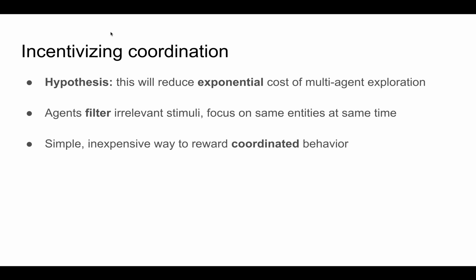The hypothesis is that agents can learn to filter out most of the environment and only act on the relevant objects. So even though they learn and act independently, because of this bias, they don't need to explore the entire exponential action space independently.